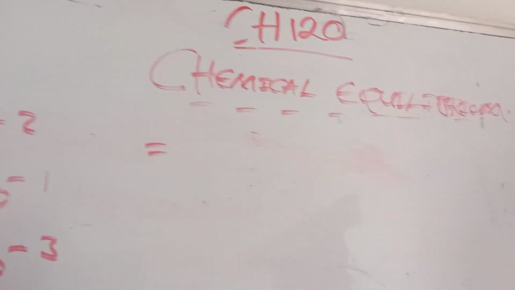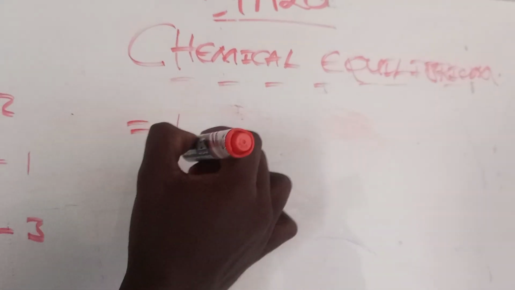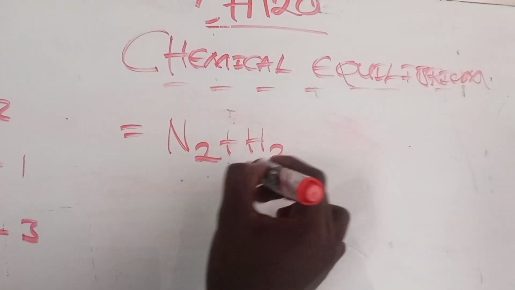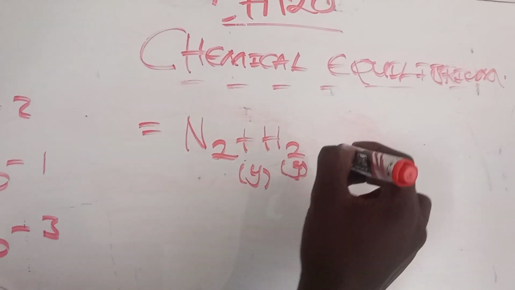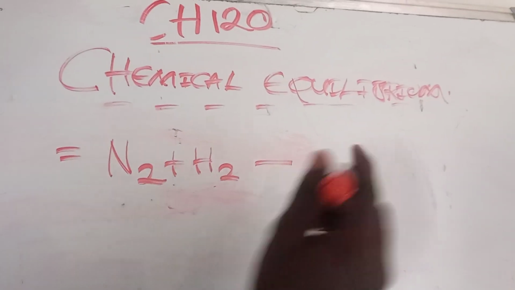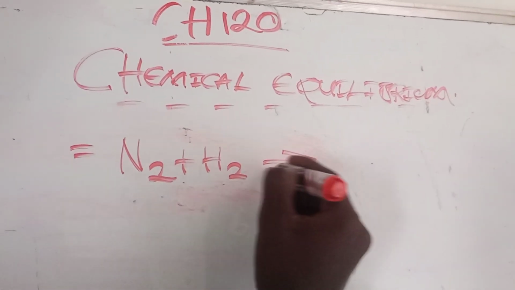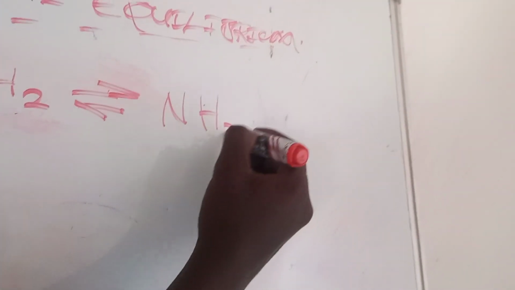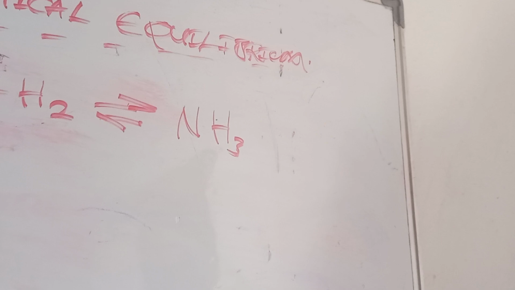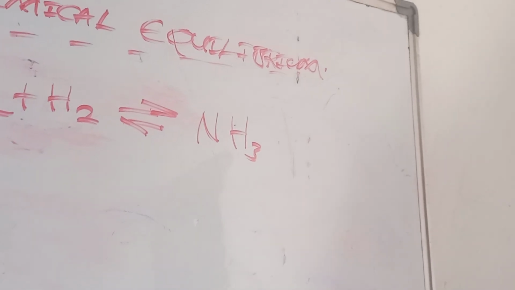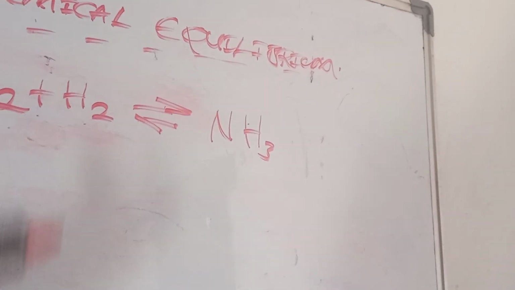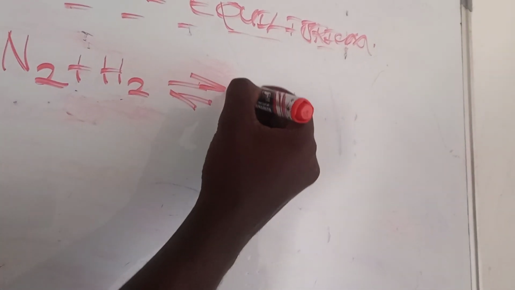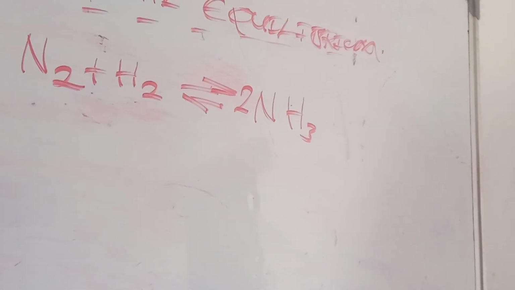As usual, it's the Haber process. So nitrogen in gas form reacts with hydrogen in gas form, reversibly producing ammonia. Before we go any further, because you consider the coefficients, you're supposed to balance it. How many nitrogen do you have on this side? I've got 2. How many on this side? Only 1. Hence, to balance it, you're supposed to put 2 there.